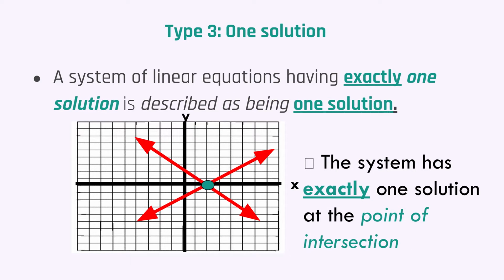Type 3 is one solution. A system of linear equations having exactly one solution is described as being one solution. This system has exactly one solution at its intersection point here.